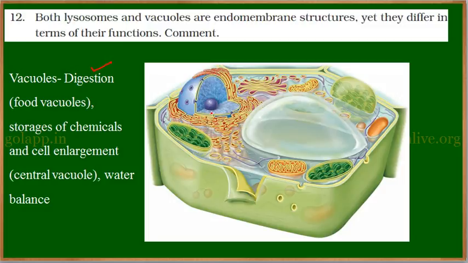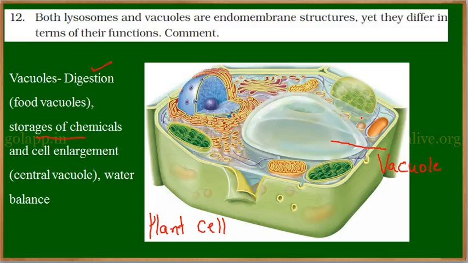But in plants the vacuole has a different function. This is a plant cell. In a plant cell we can see a large central vacuole, and the function of this vacuole is storage of chemicals. Chemicals like starch, ions and pigments are all stored in the vacuole. They help in cell enlargement.